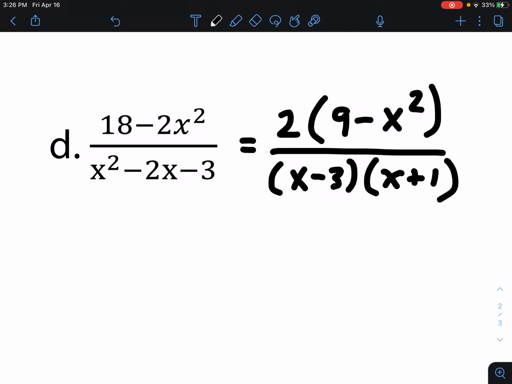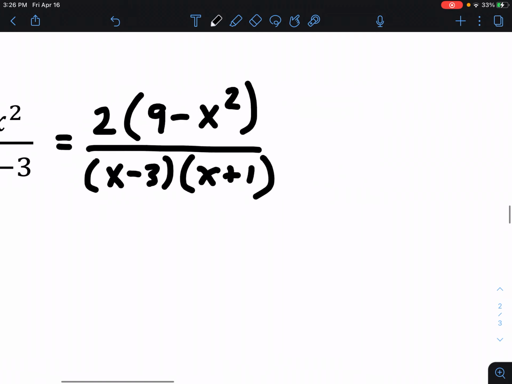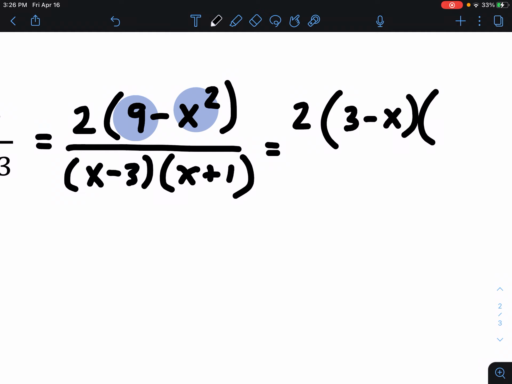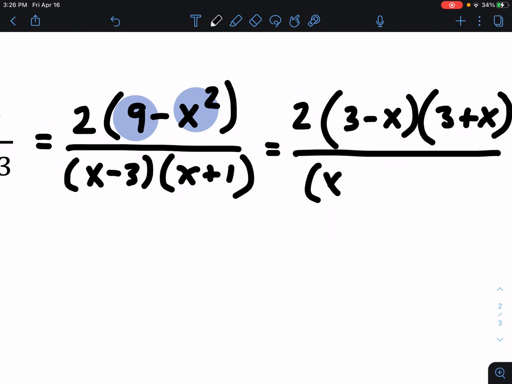And now we're staring at some work that we did, and we're like, nothing's the same. There's nothing I can cancel. And you're right, there's nothing we can cancel. But if we notice something, the numerator has a binomial that's the difference of squares. And we can factor this thing into 2 binomials. So we can say it's 3 minus x and 3 plus x. Okay, and then we have x minus 3 and x plus 1.